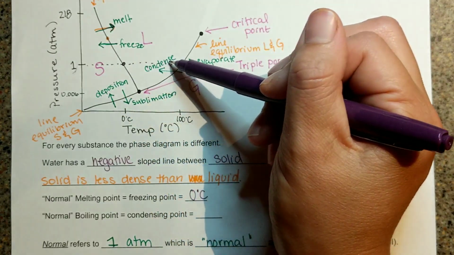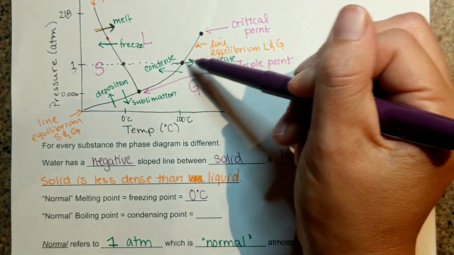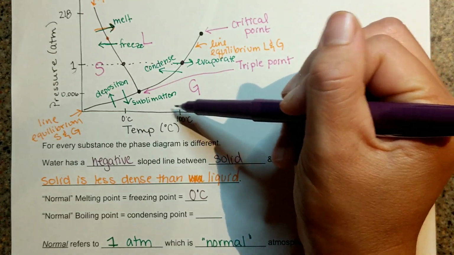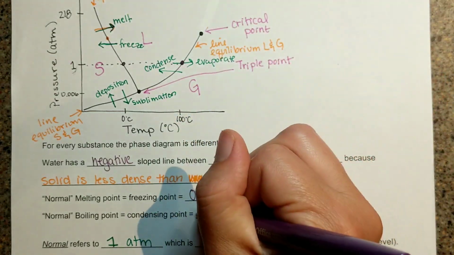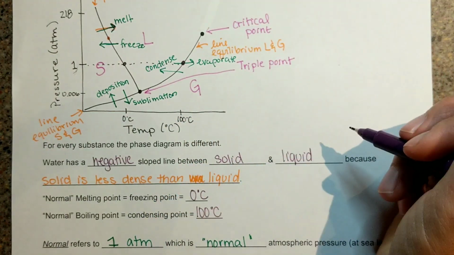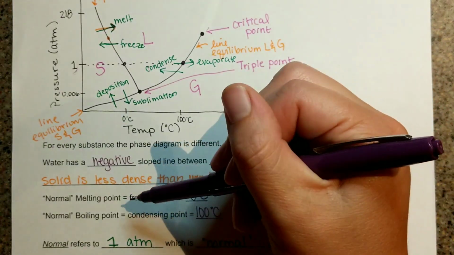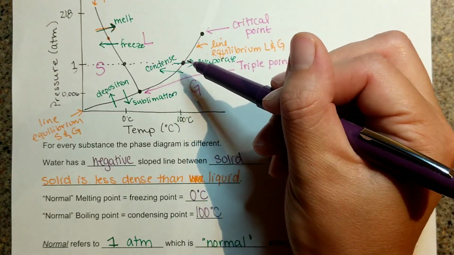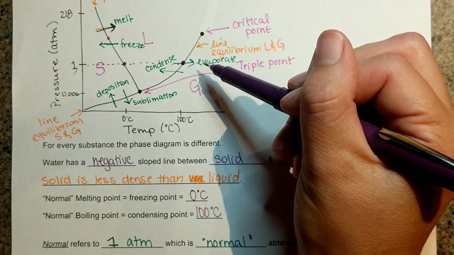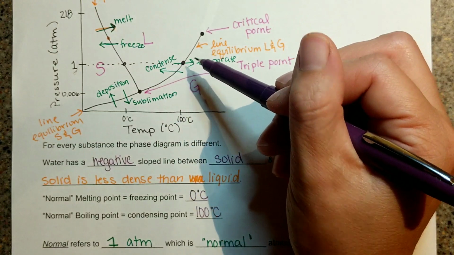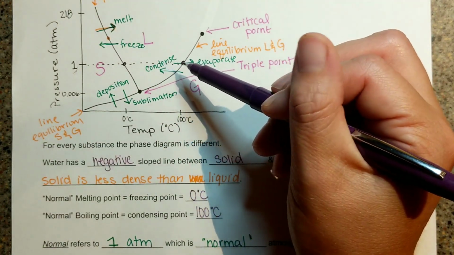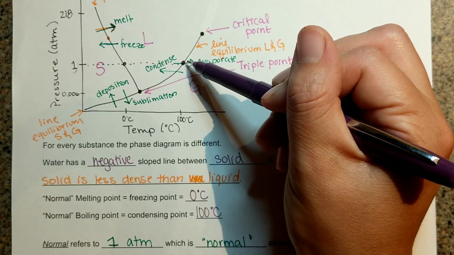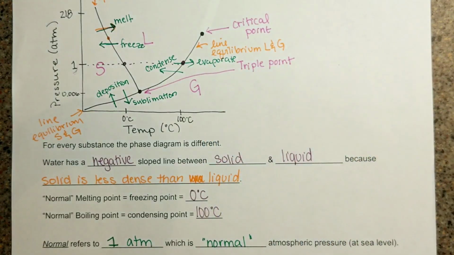Then going further across till I get to my equilibrium line between liquid and gas, which is here, I come down and I see that my normal boiling point for water is 100 degrees Celsius. And again, boiling point and condensing point are the same thing. Either I'm going across and I'm boiling or evaporating, or I'm going the opposite direction from gas to liquid and I'm condensing. But this all happens at this equilibrium between liquid and gas. So both phases coexist.